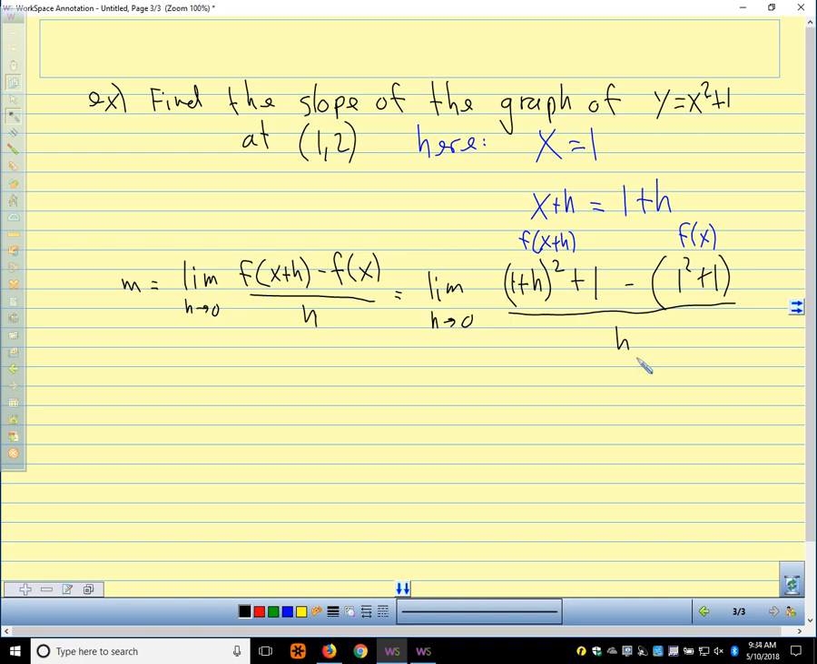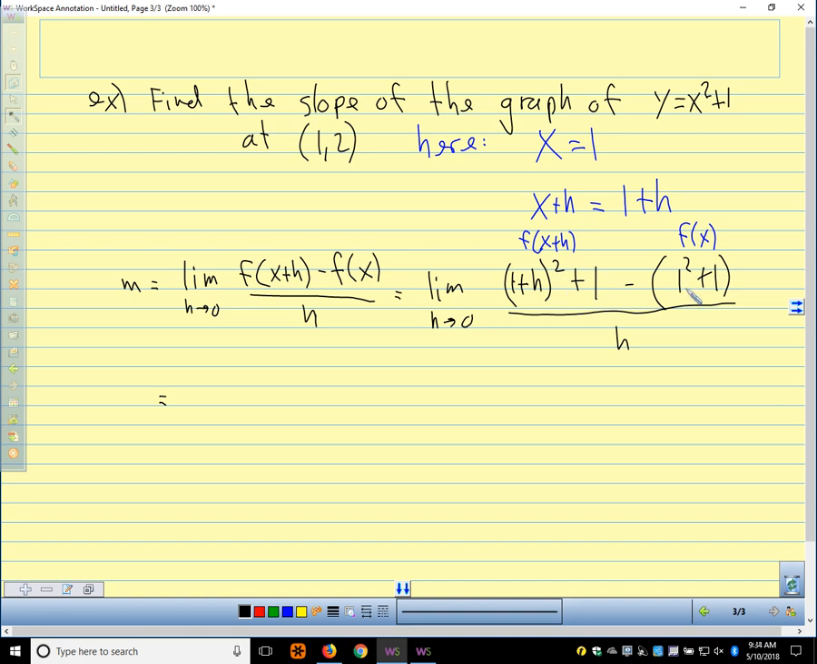Now if we plugged in h equals 0 here, I get 1 squared plus 1 minus 1 squared plus 1, which is 0 over 0. We have 0 over 0, which tells us there's more work to do. So let's do the work. And you'll find as you go on in math, that's always the case. There's more work to do.